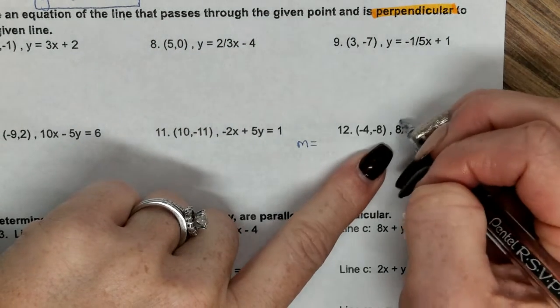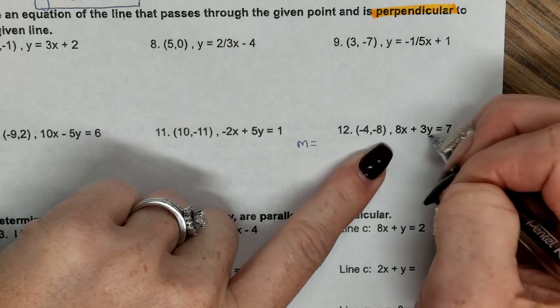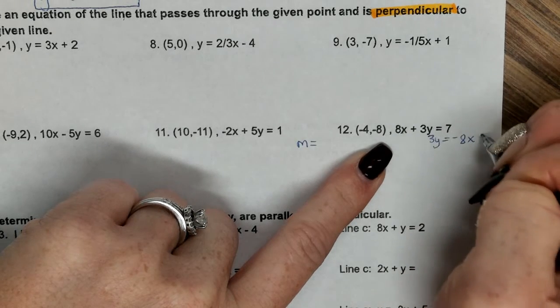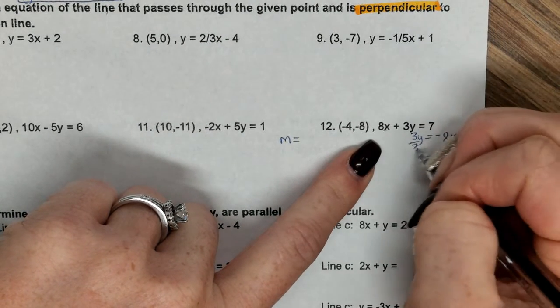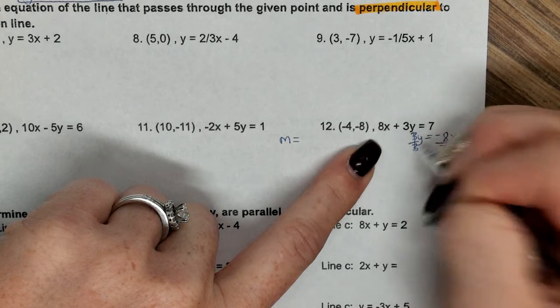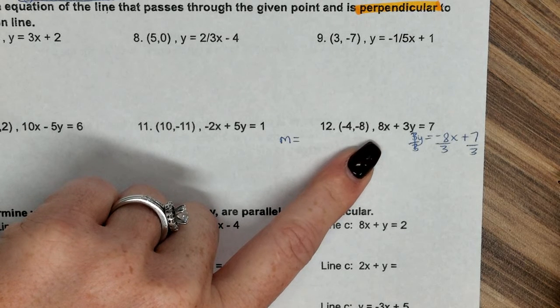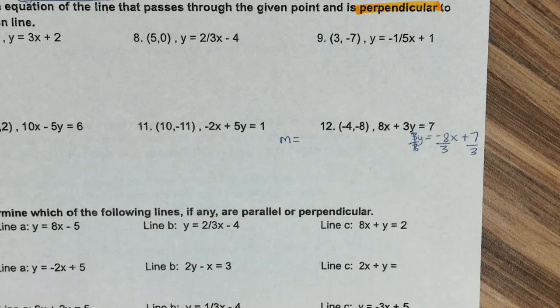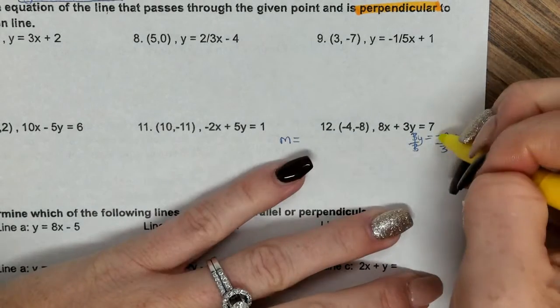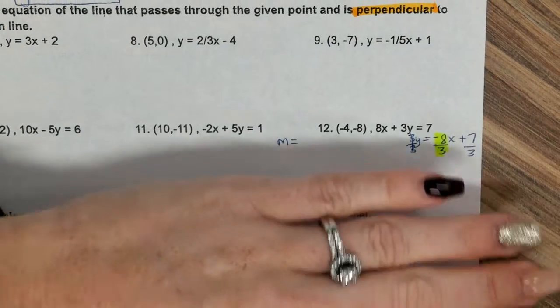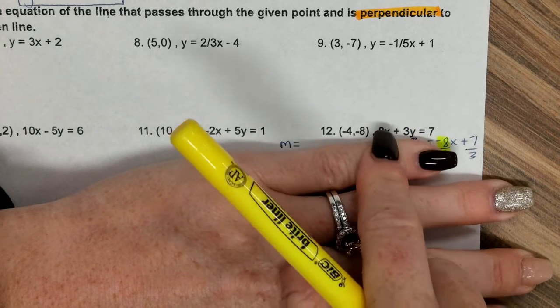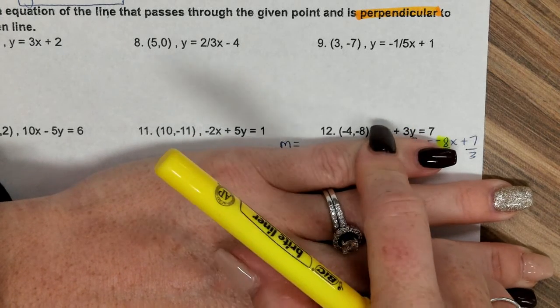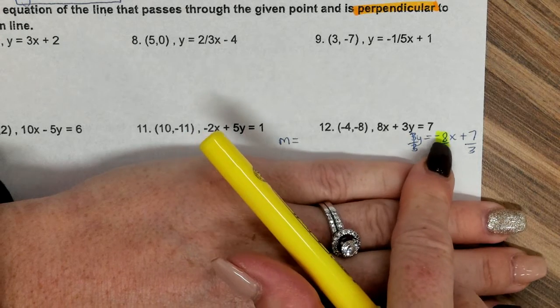How do I move this 8x over here? So I have 3y equals negative 8x plus 7. How do I get rid of the 3? Divide everything by 3. Do you see the slope now? Yes or no? Do y'all see the slope now? Do you understand that you could not see the slope from right here? Because if you would have said the slope is 8, you would have missed the whole problem. The slope is negative 8/3, right?